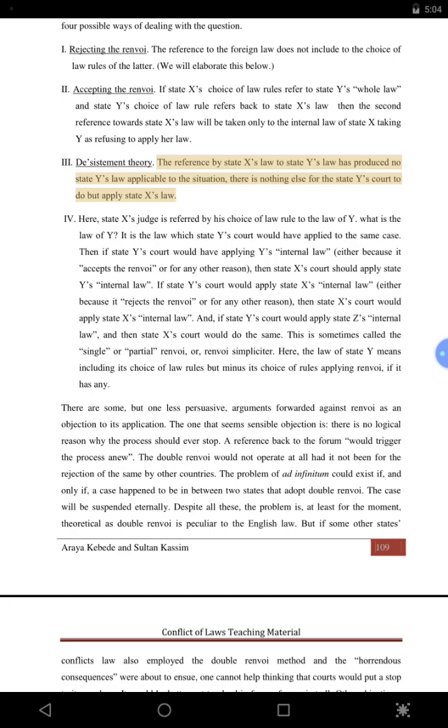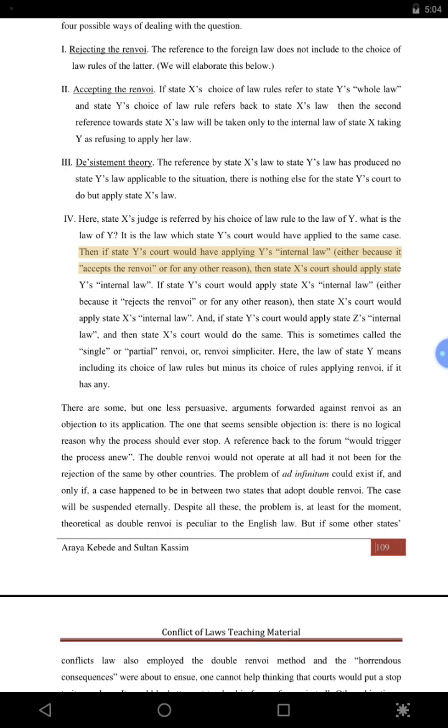The reference by state X's law to state Y's law has produced no state Y law applicable to the situation. There is nothing else for the state Y court to do but apply state X's law. Four, here, state X's judge is referred by his choice of law rule to the law of Y. What is the law of Y? It is the law which state Y's court would have applied to the same case.